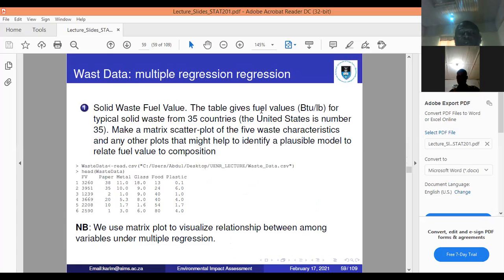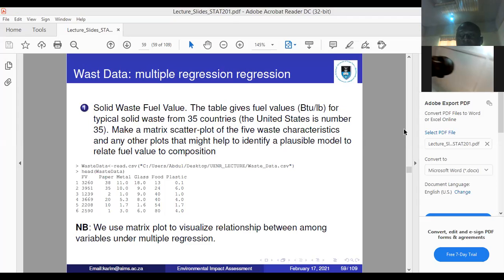Now, we are going to consider a situation where we don't have only one independent variable, but we have several independent variables. So we are taking an example. Here we are looking at solid waste fuel value.